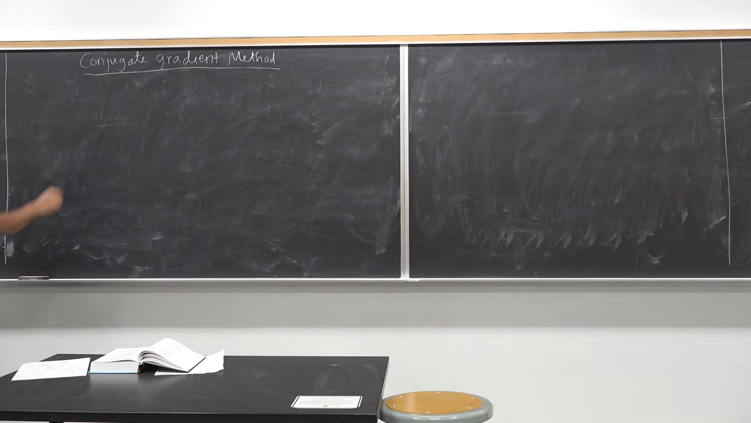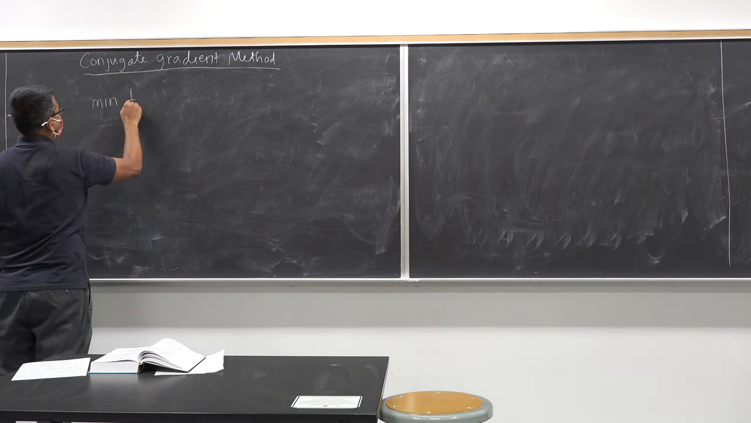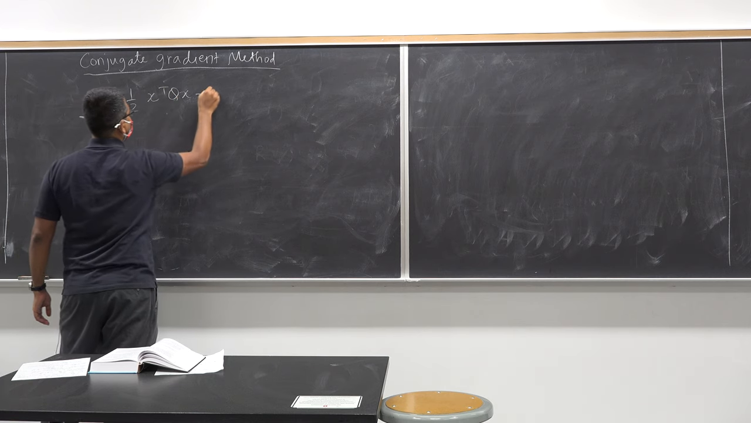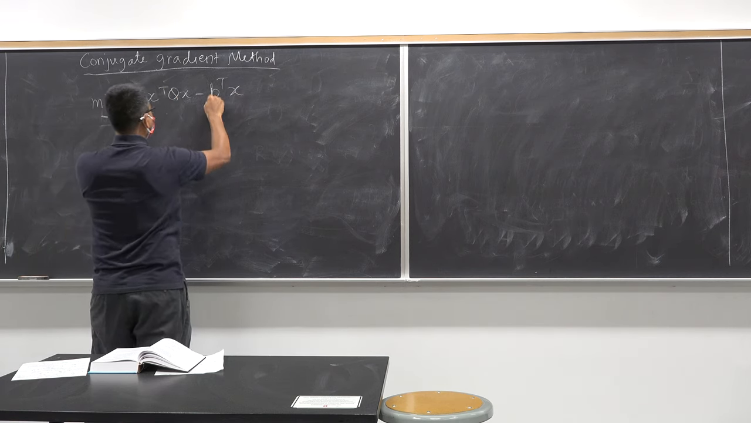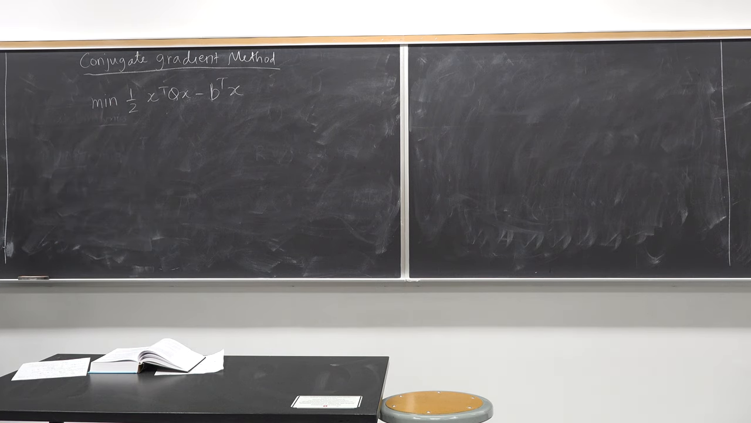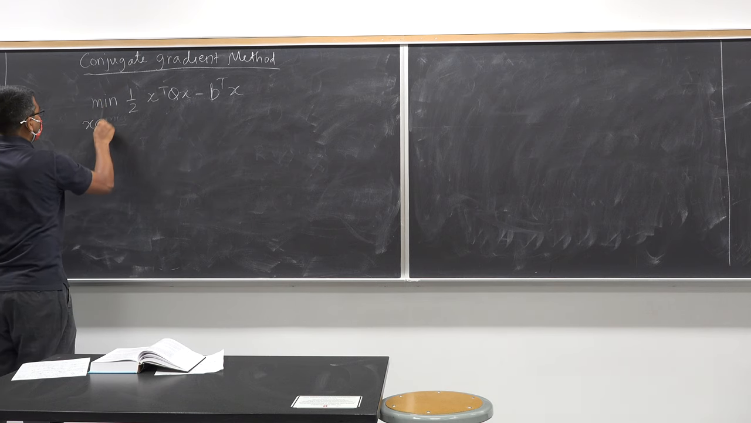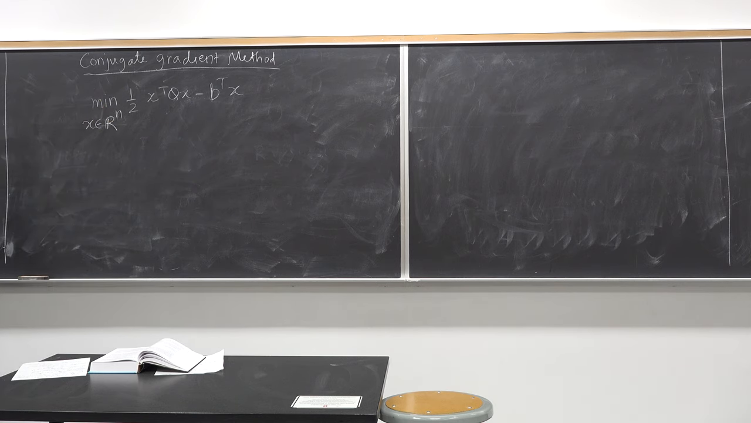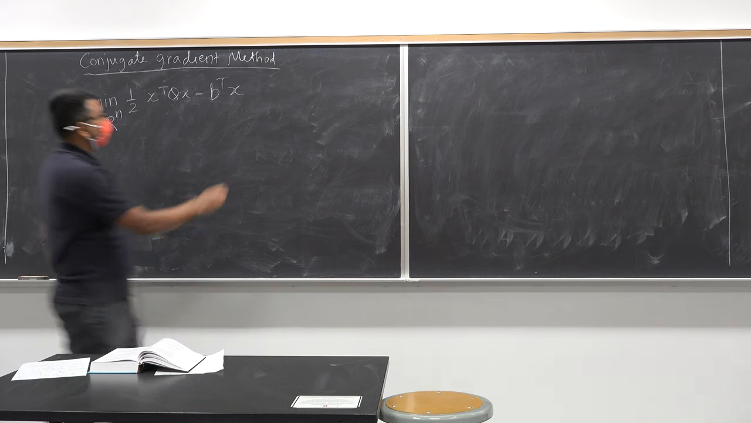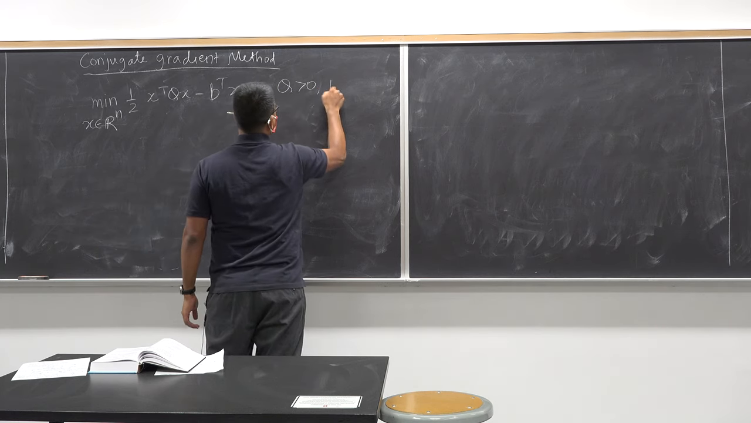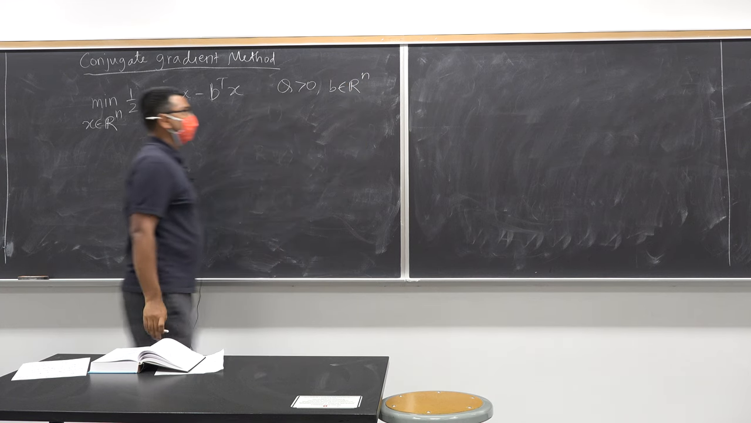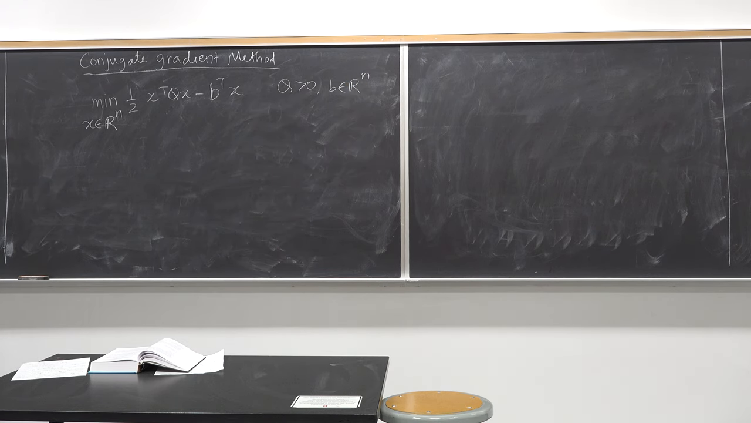So what is the problem that we want to solve? I want to minimize a quadratic affine optimization problem. So this is the quadratic term and this is the affine term. And my x is in Rn. Q is of course positive definite, and B is a vector in Rn.